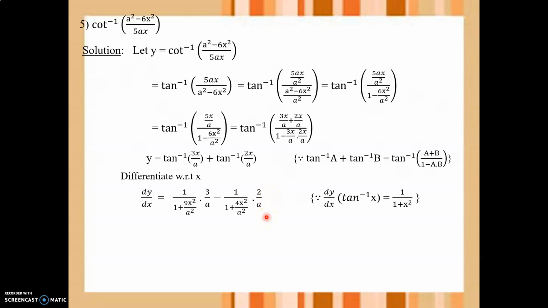So dy upon dx is equal to this one. So it will become one of the a and a cancelled. Here again it is cancelled. So 3a upon a square plus 9x square minus 2a upon a square plus 4x square is the final answer for this question.